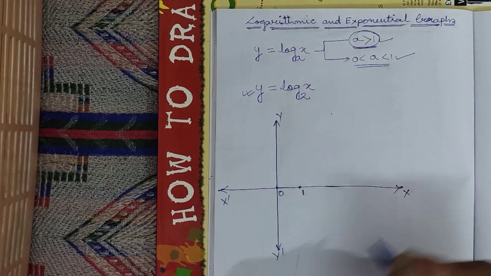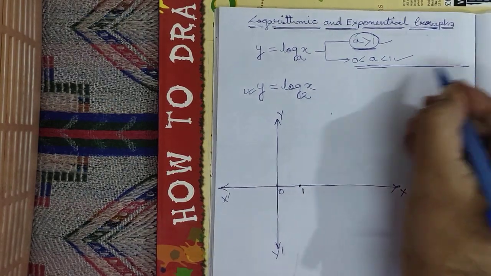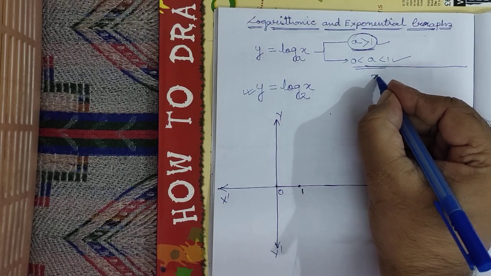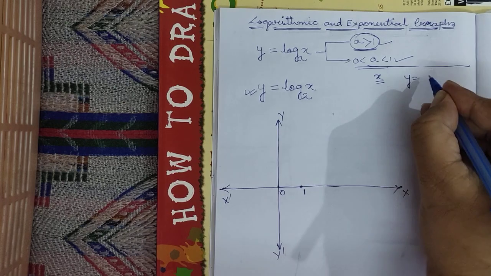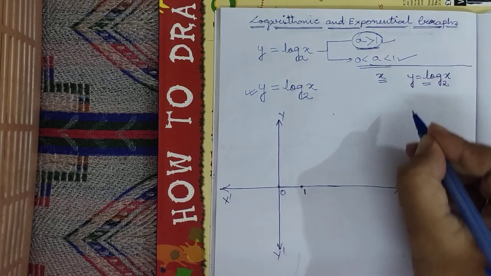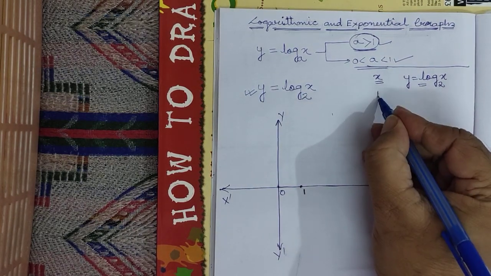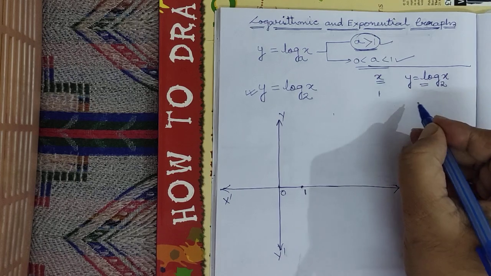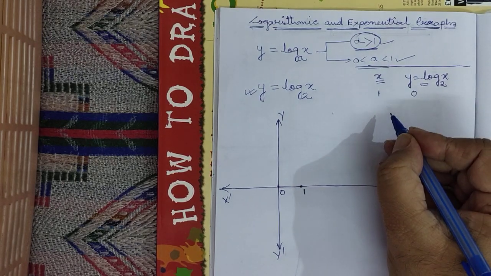So the axis has been made here. Now let us start the graph. For this, I have taken x here and accordingly y equal to log x base 2. If I take x as 1, then y equal to log 1, it will definitely be 0. Log 1 is always 0, any base.